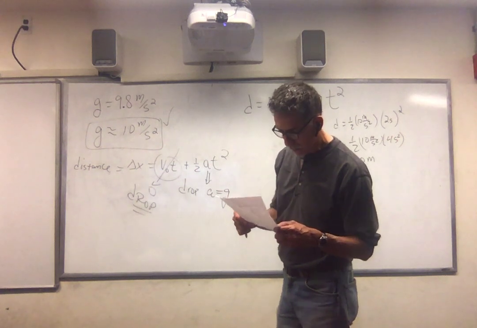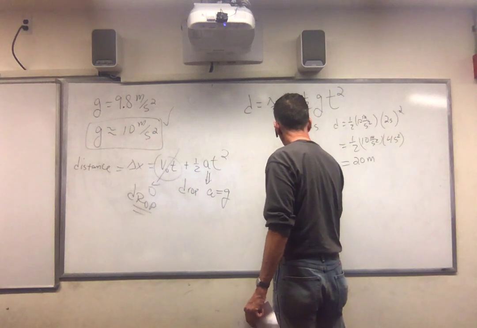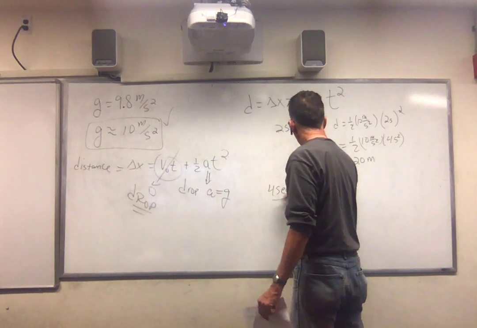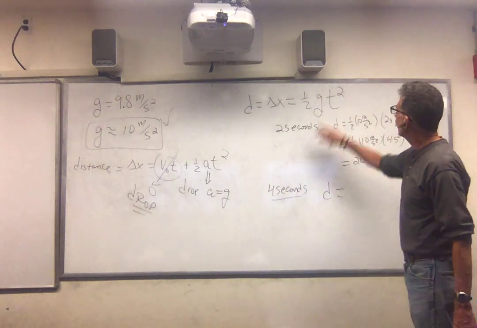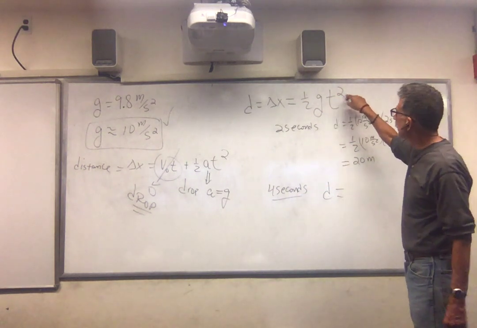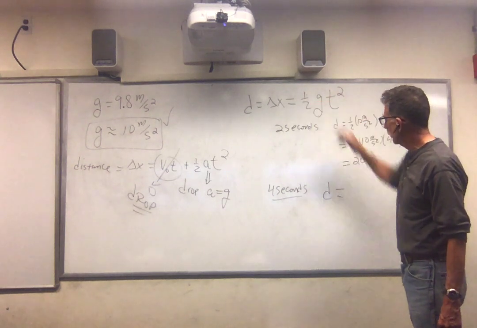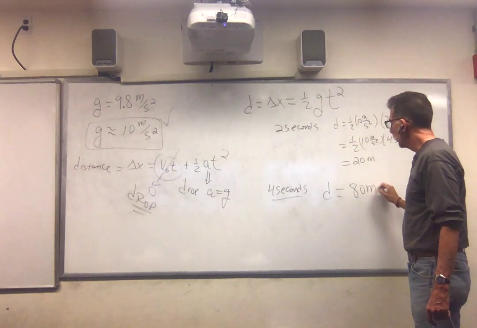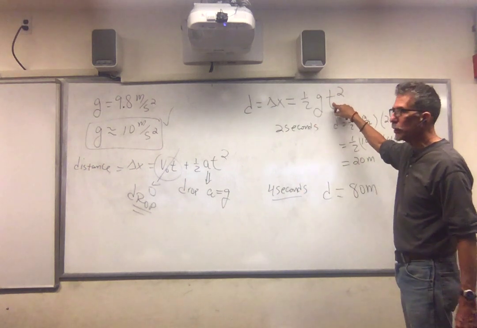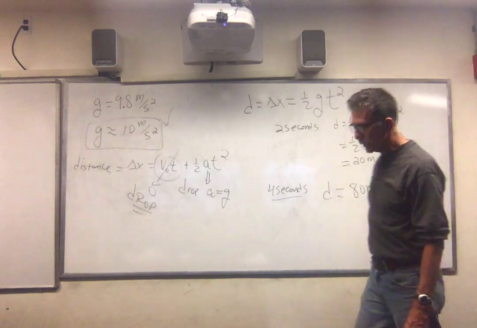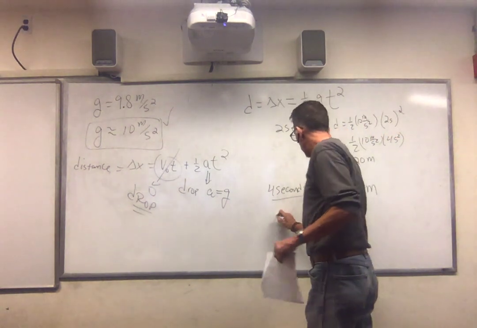4 seconds. How far does it fall? Well, d is, let's do it together in our heads. Let's go 4. What's 4 squared? 16. Times 10? 160. Divided by 2? 80 meters. Again, 4 squared is 16. Times 10 is 160. Divided by 2? 80. Next one. 5 seconds.